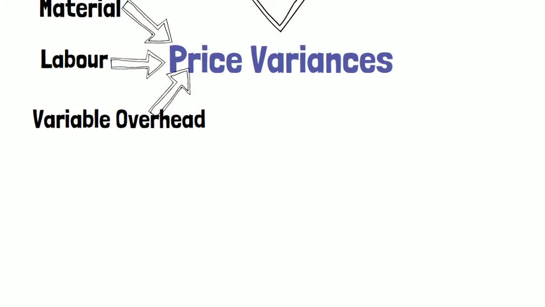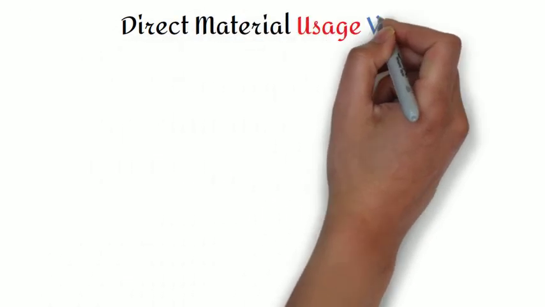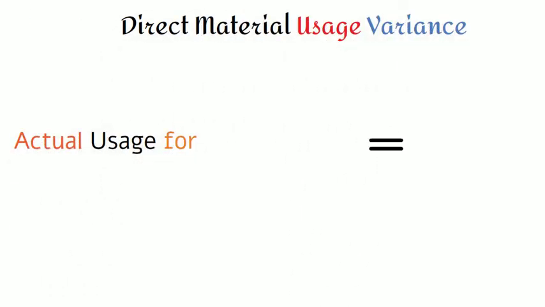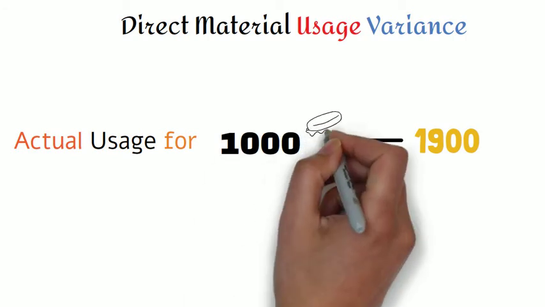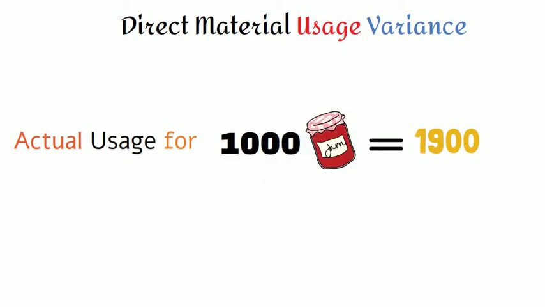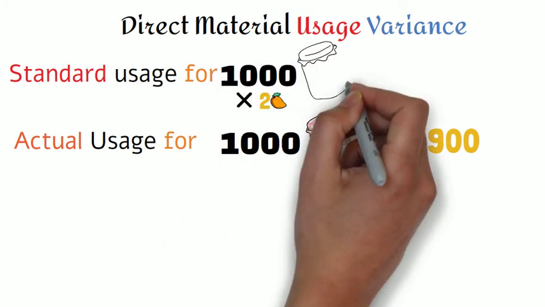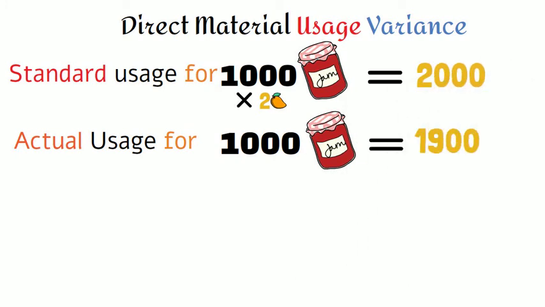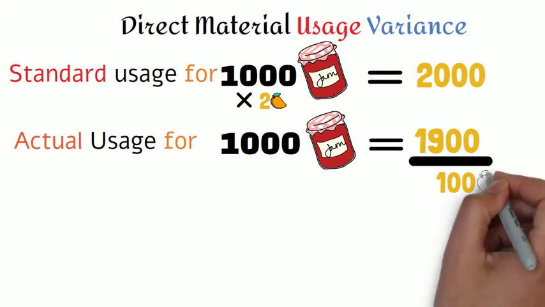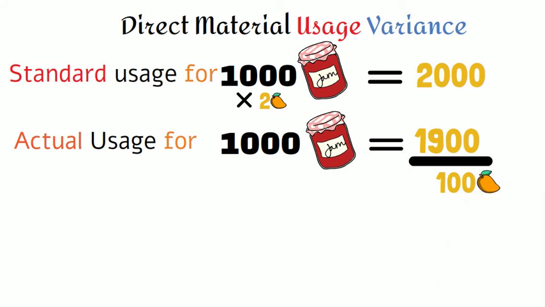So let's start answering the second question, that is the direct material usage variance. We used 1,900 mangoes to produce 1,000 bottles of jam. However, according to our standard, we had expected to use 2 mangoes to produce 1 bottle of jam. Therefore, according to our standard, the direct material usage for 1,000 bottles of jam must have been 2,000 mangoes. So we used 100 mangoes less than the standard usage of 2,000 mangoes for 1,000 bottles. Wow, that's superb. Therefore, the material usage variance is 100 mangoes favorable.